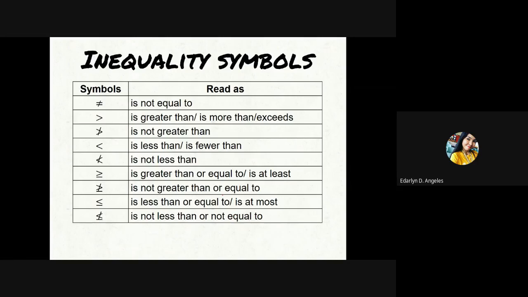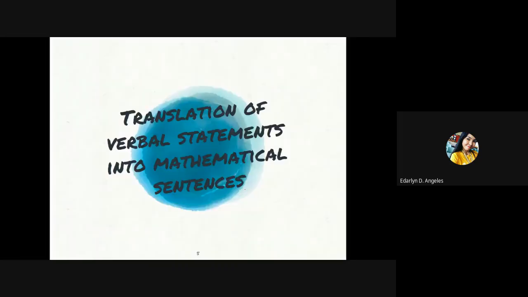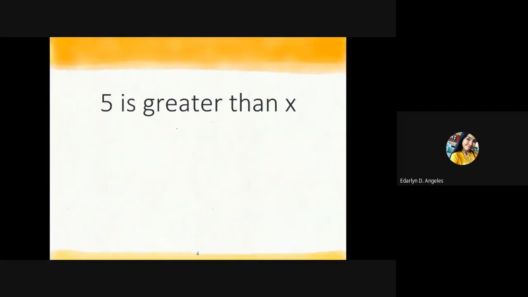Okay, so having the knowledge of mathematical symbols and their respective meanings enables us to translate verbal statements or phrases into mathematical equations. So we can now have the translation of verbal statements into mathematical sentences. So let us have the following examples. 5 is greater than x.